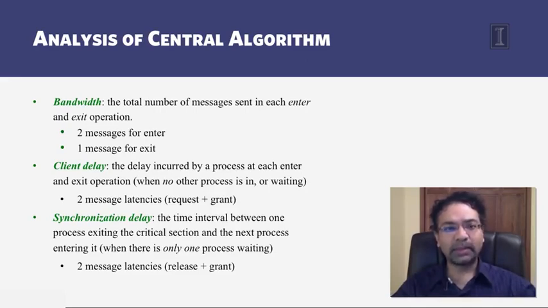For the client delay, the master has a token because there is no one in the critical section, and the requesting process sends a request to the master, which sends it back the token, so that's 2 message latencies or 1 round trip time. Synchronization delay, the process in the critical section exits the critical section by sending the token to the master, so that's 1 message transmission. Then the master sends the token forward to the next process in the queue, which is another message transmission, so that's 2 message latencies for the synchronization delay in the central algorithm.